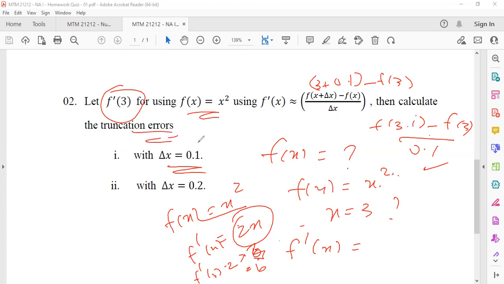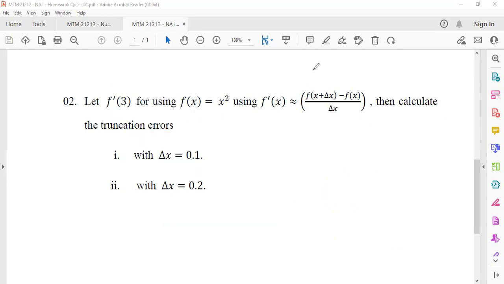Then find the truncation error. This minus this will be the truncation error. Okay, this minus this will be the truncation error. So I hope you get some idea. Anyway, you try it. Go back and find similar questions from the net or anywhere and find the answer.